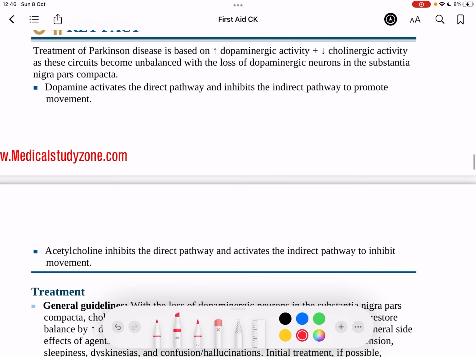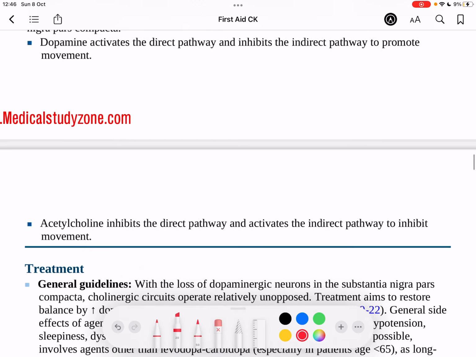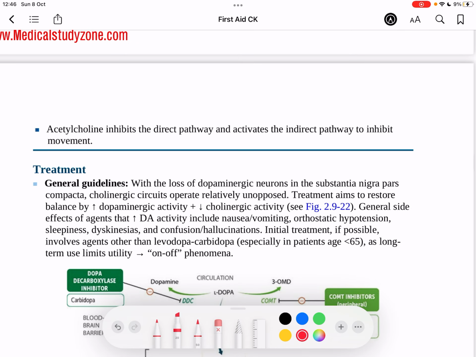So just a quick key fact, treatment of Parkinson's disease is based on an elevation of dopaminergic activity and the relative decrease in cholinergic activity as these circuits become unbalanced with a loss of dopaminergic neurons in the substantia nigra pars compacta. Dopamine activates the direct pathway and inhibits the indirect pathway, which is going to be promoting movement. Acetylcholine inhibits the direct pathway and activates the indirect pathway, essentially inhibiting movement.